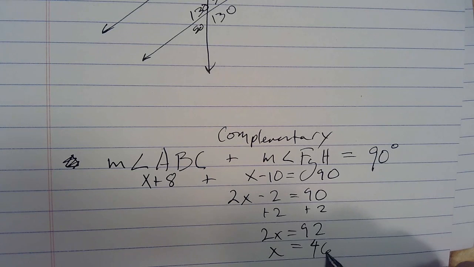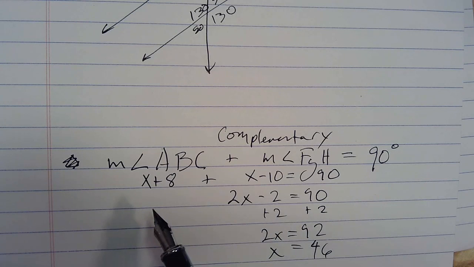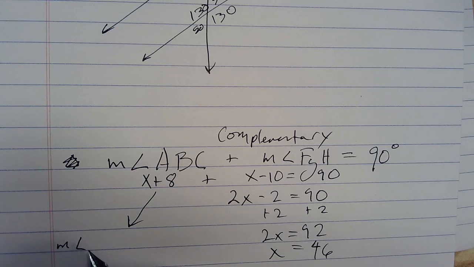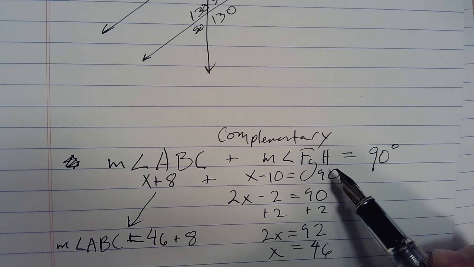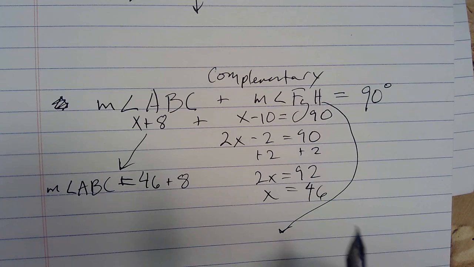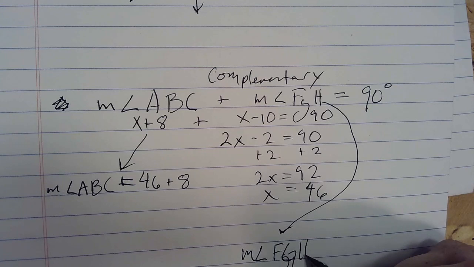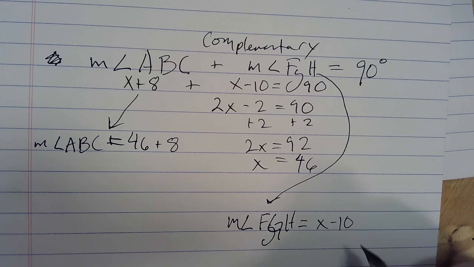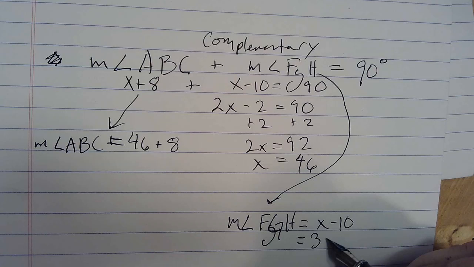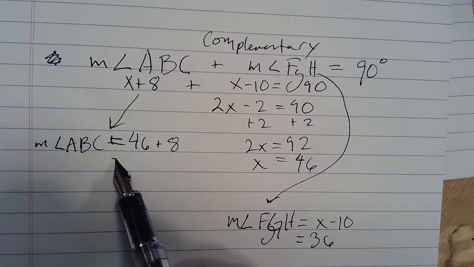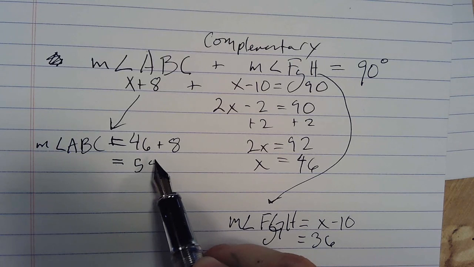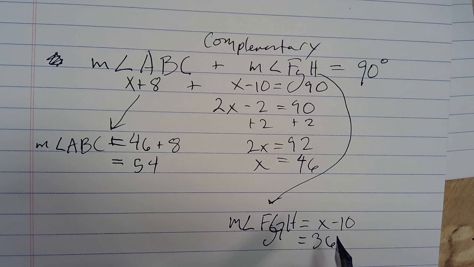Because I want to know actually what are the measures of these angles. So for ABC, x plus 8, the measure of angle ABC is going to be 46 plus 8. And the measure of FGH is going to be x minus 10. So in this case, FGH is going to be 46 minus 10, which is 36 degrees. And then if we go here, we're going to get 46 plus 8, which is 54. Now we can double check, is 54 plus 36 add to 90? Because these two are complementary angles, it certainly should.